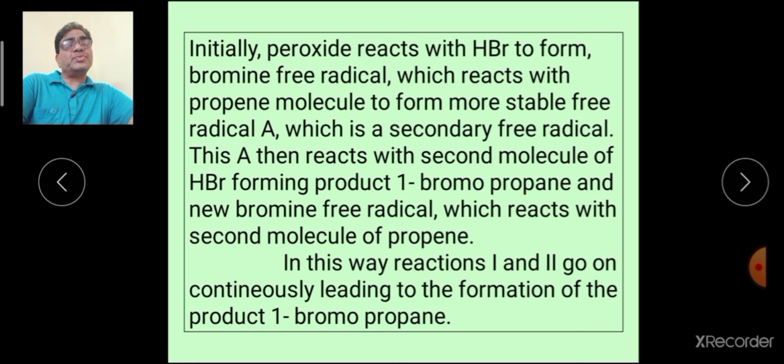In this way, reactions 1 and 2 go on continuously, leading to the formation of the product 1-bromopropane, and this is the anti-Markovnikov addition.